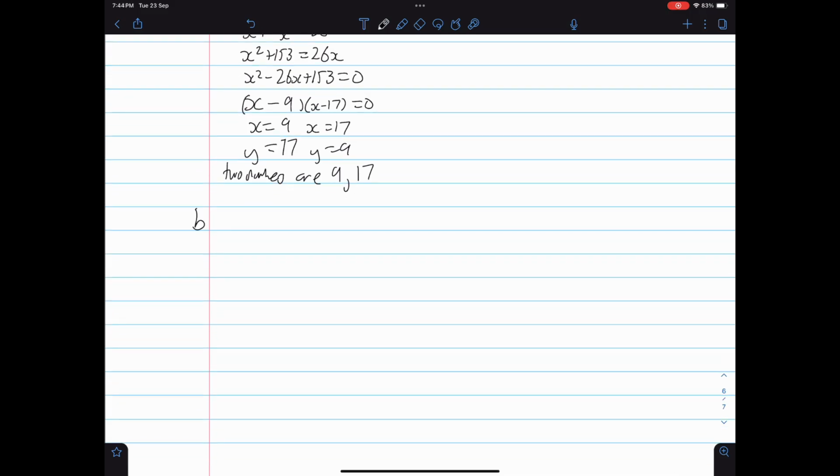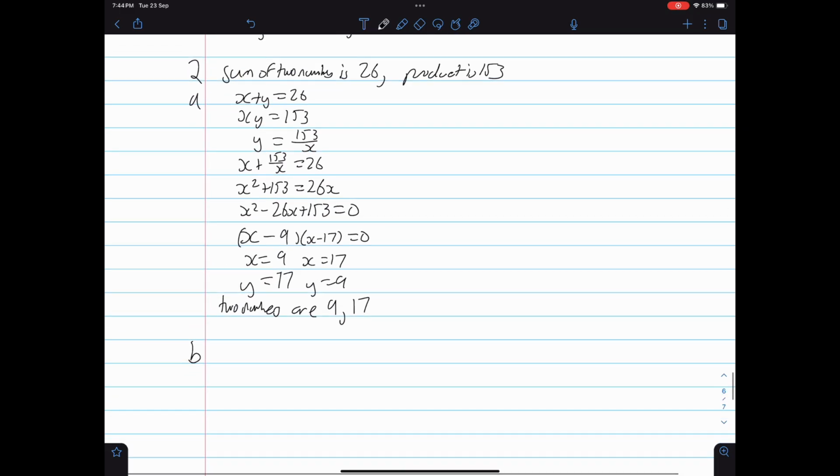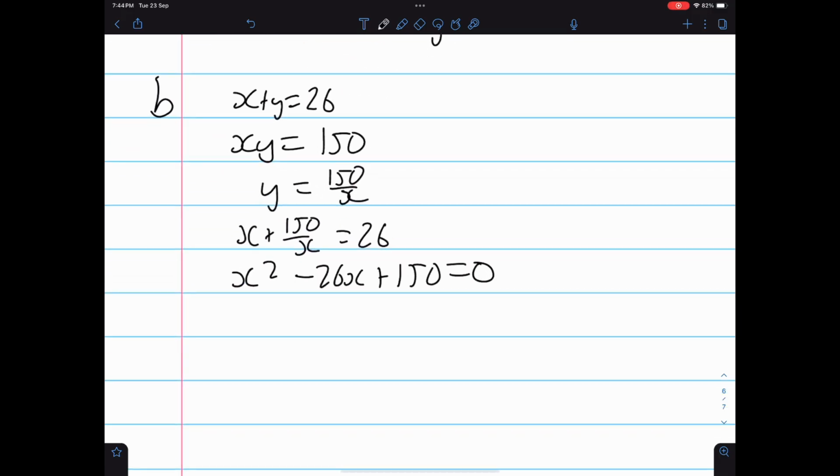But now it's saying the product's actually 150. Sum is still 26, but the product is 150. So x plus y equals 26, and then xy is 150. So y is just 150 over x, and then so x plus 150 over x equals 26. So x squared minus 26x plus 150 equals 0.